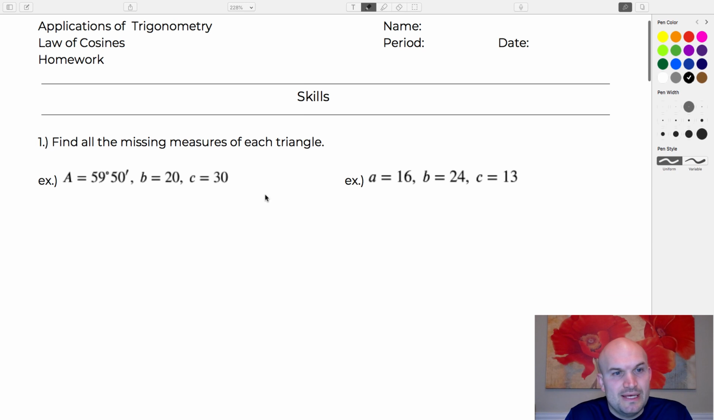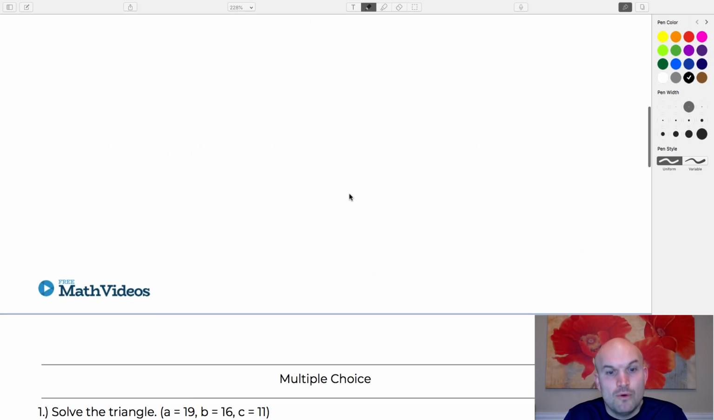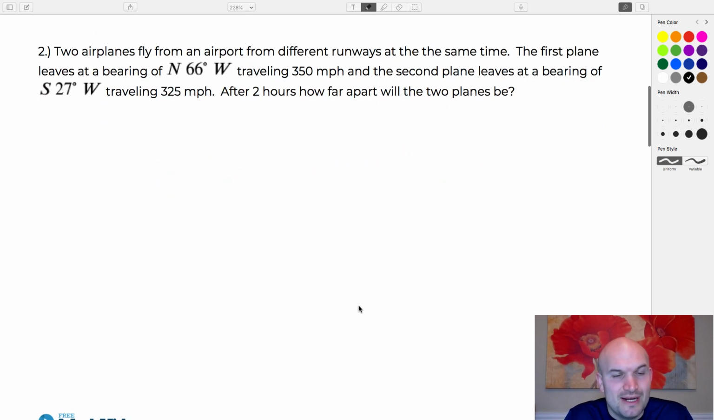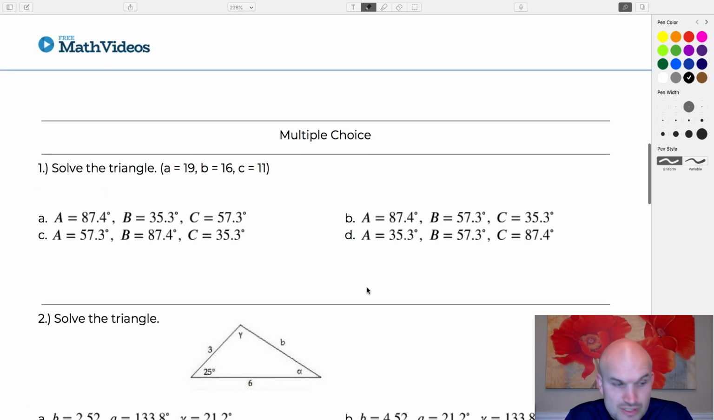So I have two problems where we're just going to find the missing measures of the triangle. Then we'll go ahead and hit a word problem. Now, these problems do take a little bit longer, so that's why we're only covering 3 here on the front end. And then I'll go ahead and work on some multiple choice questions.